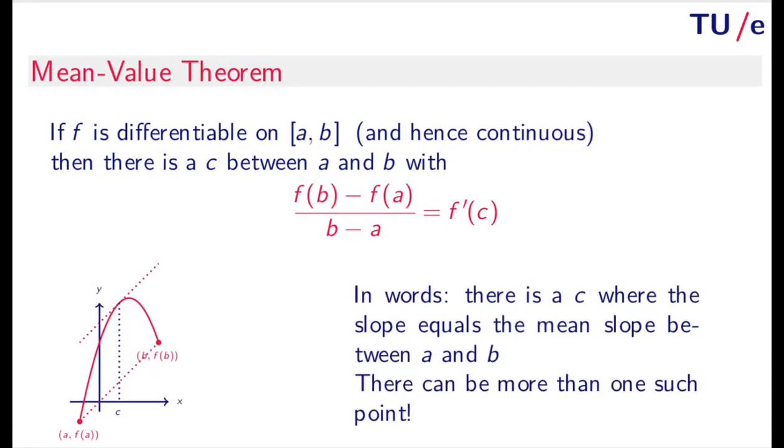You can consider this f(b) minus f(a) divided by b minus a the average slope of the graph. It is namely the slope of the line that starts in the point (a, f(a)) and goes to (b, f(b)). So the mean value theorem says that we can find a c between a and b where the slope to the graph is parallel to the slope of the line through (a, f(a)) and (b, f(b)).